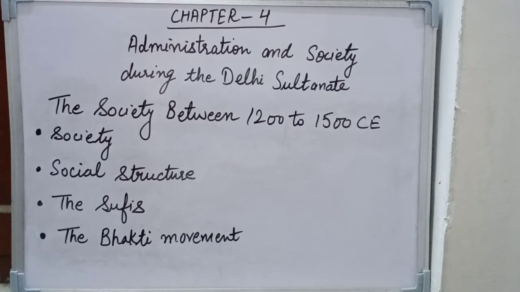Next is the society between 1200 to 1500 CE. First is society. The society during the Sultanate period was divided into four major groups. First is aristocracy, means the royal family. Priests, those who perform religious ceremonies. Townspeople, the common people, those who live in the villages or the towns. And peasants, means farmers. The aristocracy consists of Delhi's sultans, their nobles, their relatives, and all the people who belong to the royal family.